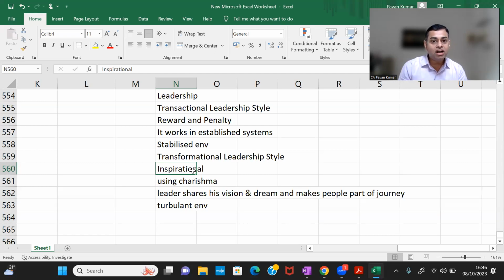So if you are an employee working under me, I need to think and understand what works best for you. If you are a person who's not motivated, I will use a reward and penalty system. If you are a person who works with passion and heart, probably I'll follow the transformational style.